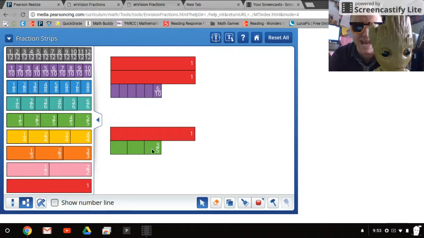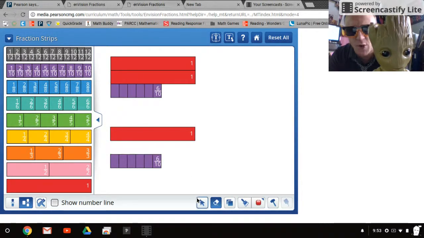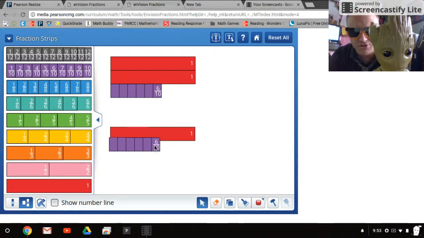So I'm going to rename my 3/5, and I know 3/5 is equivalent to 6/10. So I'm going to go ahead and erase this. Boom. Get rid of that. Drag that up here. So now I have the same fractions, just renamed so they are using equivalent pieces now.